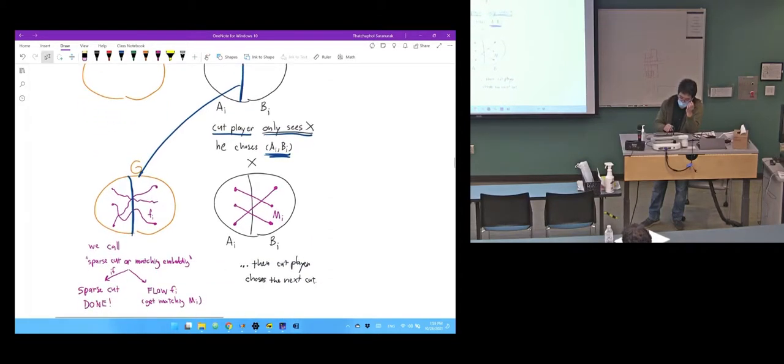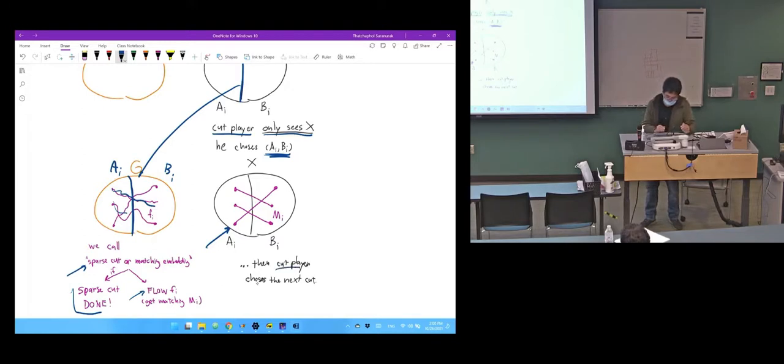And look at this same cut A, B, and G. Let's call this sparse cut or matching embedding in G. If you get a sparse cut, you're just done. Nothing else, nothing more to do. But if you get a large flow, then you embed. You can get this flow, but this corresponds to a matching that can be embedded into the graph. So you add this matching into X.